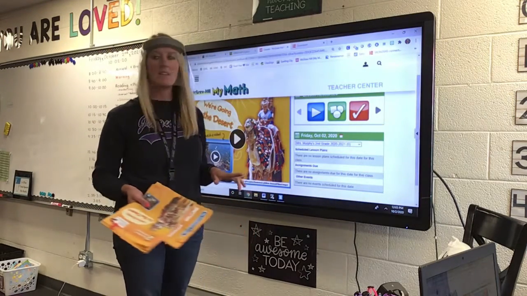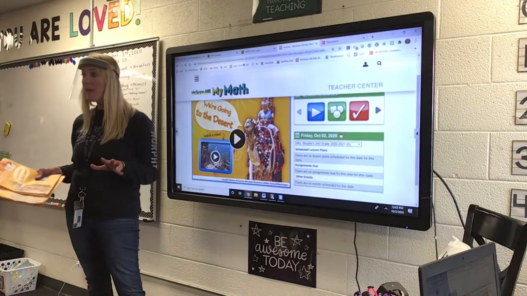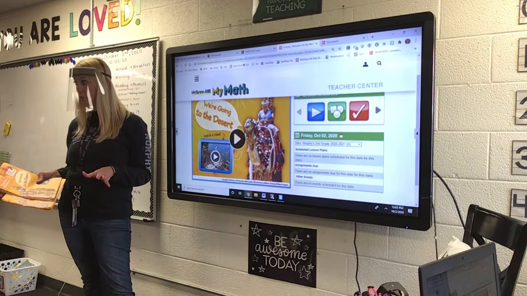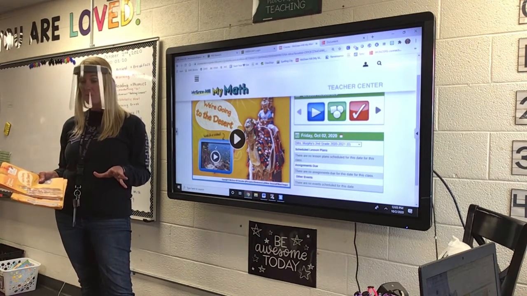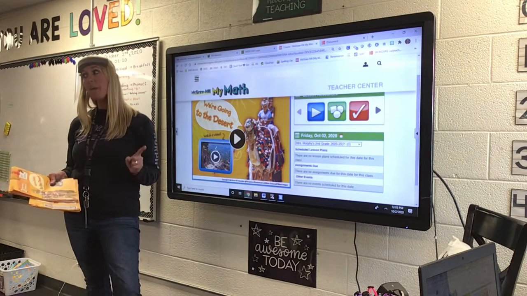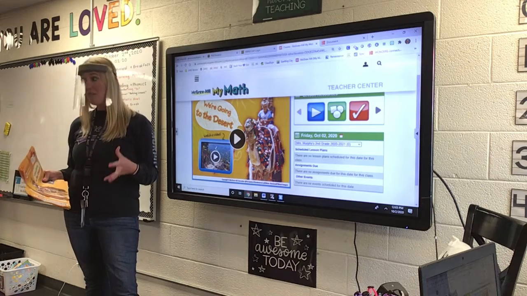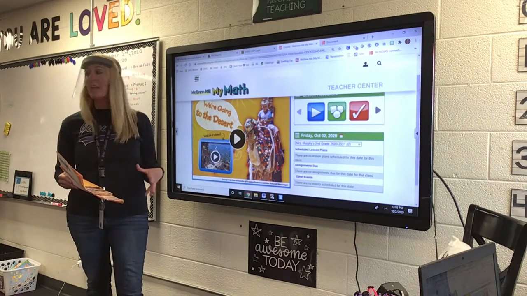Okay, so our chapter is all about patterns and looking for patterns, which you guys have done a great job on your number scrolls, looking for patterns on your number scrolls. But we also have to go back and review skip counting, counting by 2s, counting by 5s, counting by 10s, and so on.